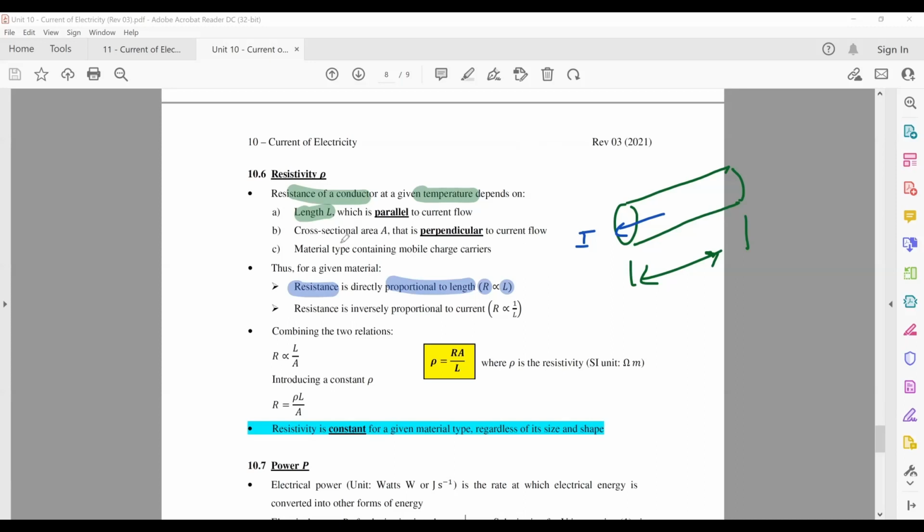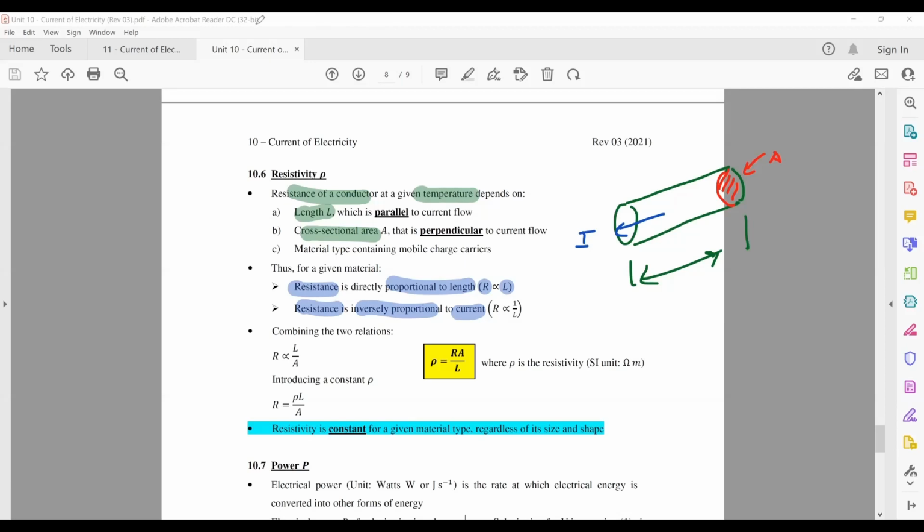The second thing is that resistance is dependent on cross-sectional area, which is this one here. This is your cross-sectional area A, which is perpendicular to current flow. So what can you say about resistance and cross-sectional area? You can say that resistance is inversely proportional to length, sorry.